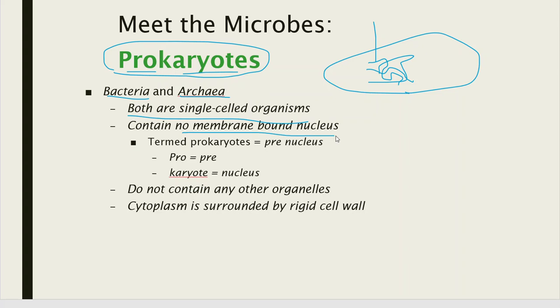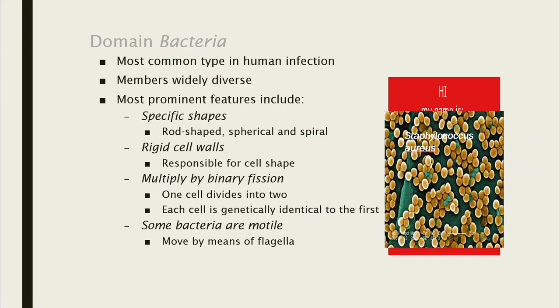Single-celled, no membrane-bound nucleus, does not contain any other organelles, and their single cell is surrounded by a wall. We don't have walls in our cells. Viroids, remember from AMP1. And everybody in here should have had AMP1. Domain, bacteria, most common type of human infection, Staph aureus. Staph aureus killed thousands of people thousands of years ago, and it still kills thousands of people today.